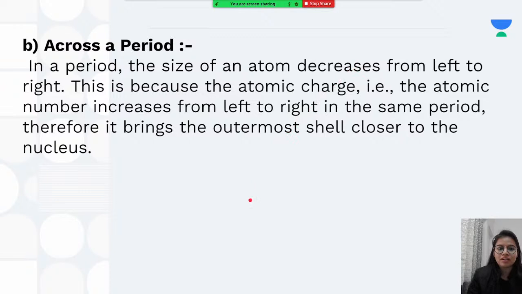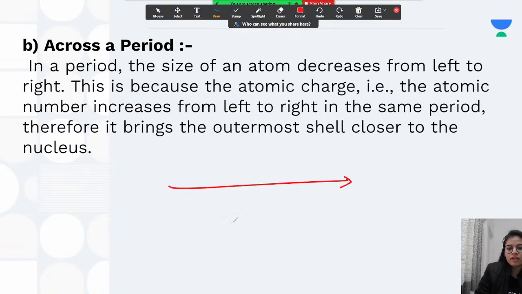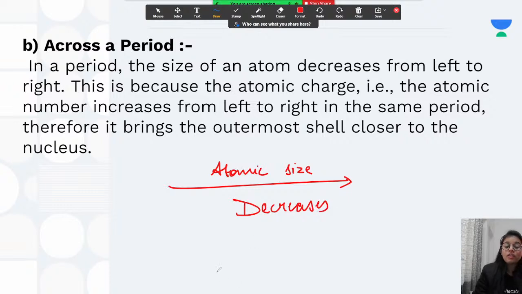Next is across a period. So I just now told you about atomic charge, right? What happens is, as we move across a period, the atomic size decreases. Now, why is this happening? In a period, the size of an atom decreases from left to right. If I take the case of, let's say, lithium, beryllium, boron, carbon, nitrogen, oxygen, fluorine, and neon.